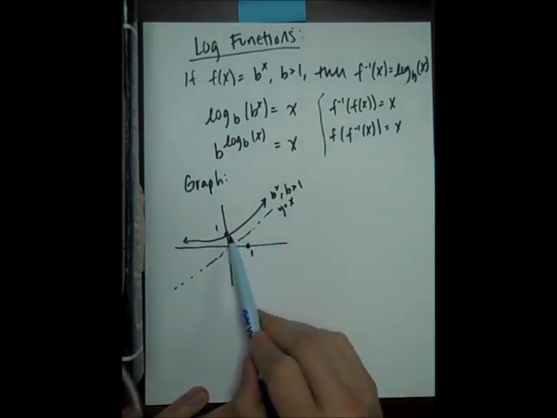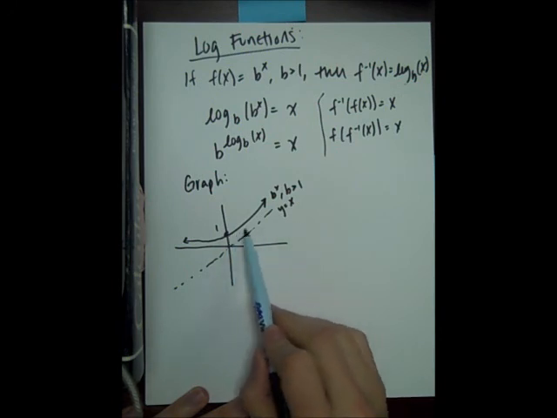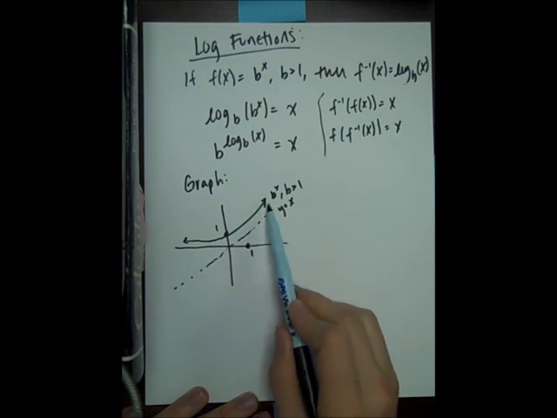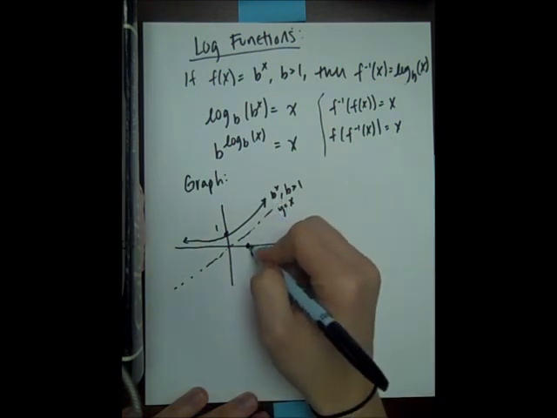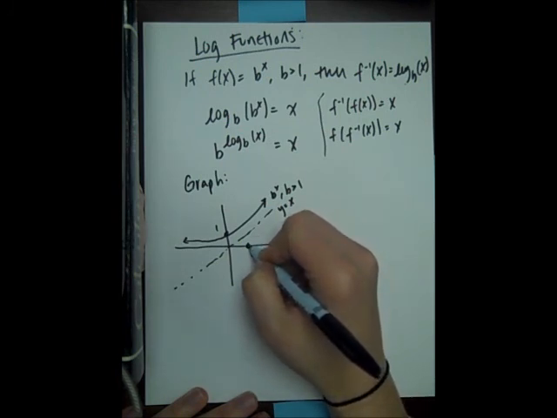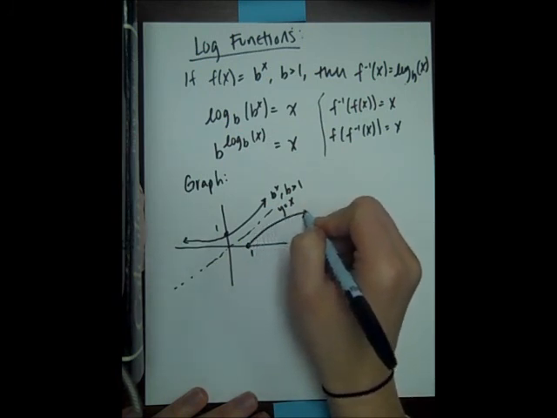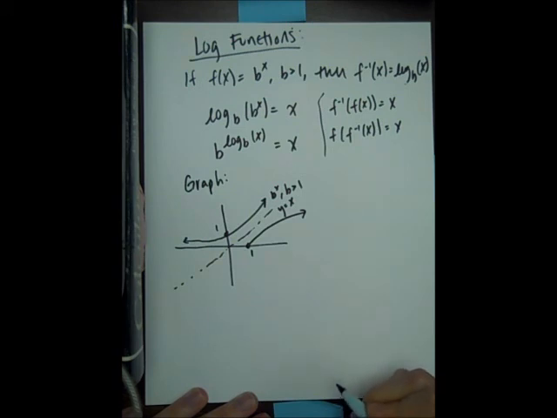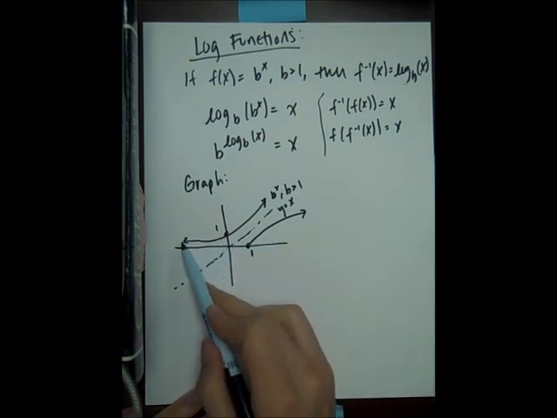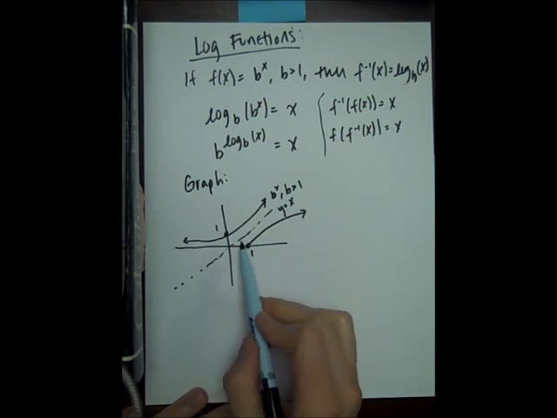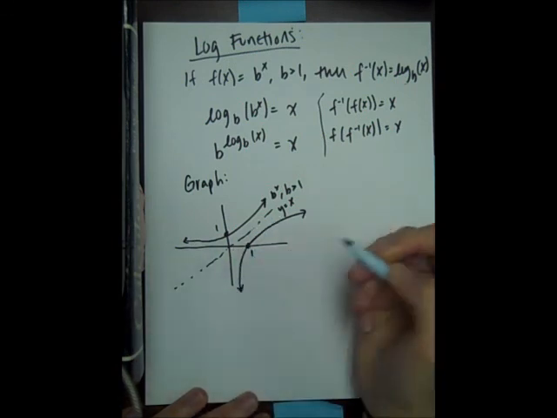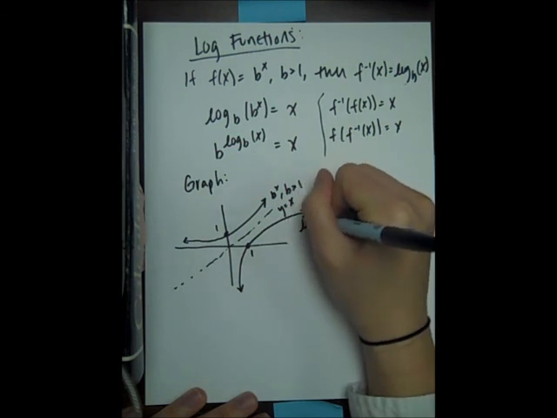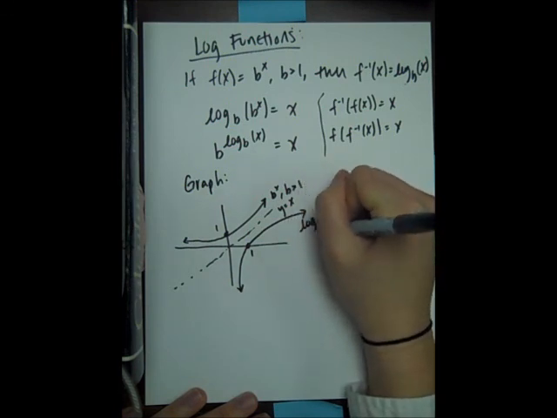And now what happens here? As x goes towards infinity, so x grows larger and larger, y also goes towards infinity. So what does that mean for us? That means that as x goes towards infinity, y also goes towards infinity. So that'll look like that. And now as x grows smaller and smaller, y gets closer to 0. So as x gets closer to 0, y is going to become more and more negative. So this is log base b of x for b greater than 1.